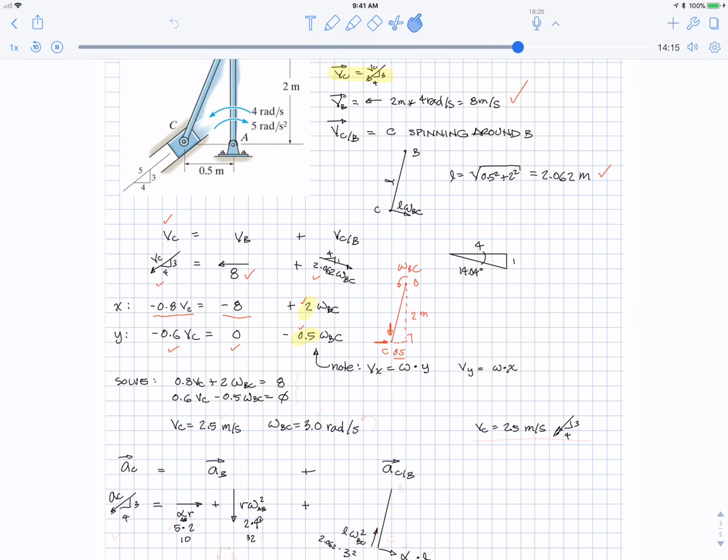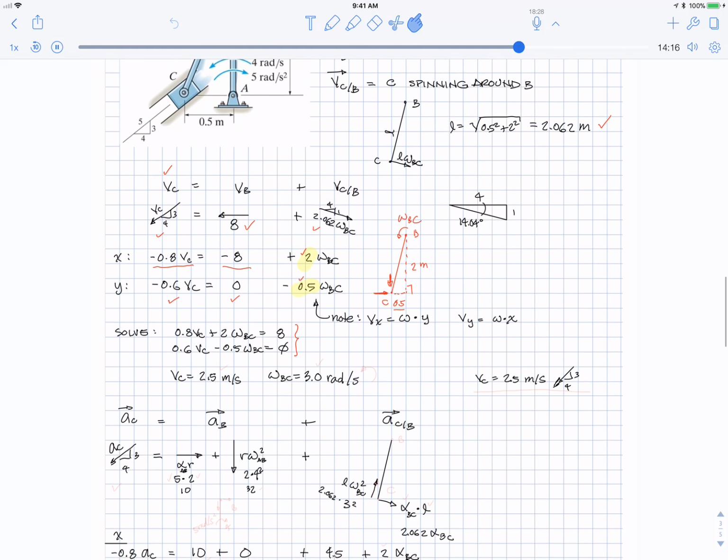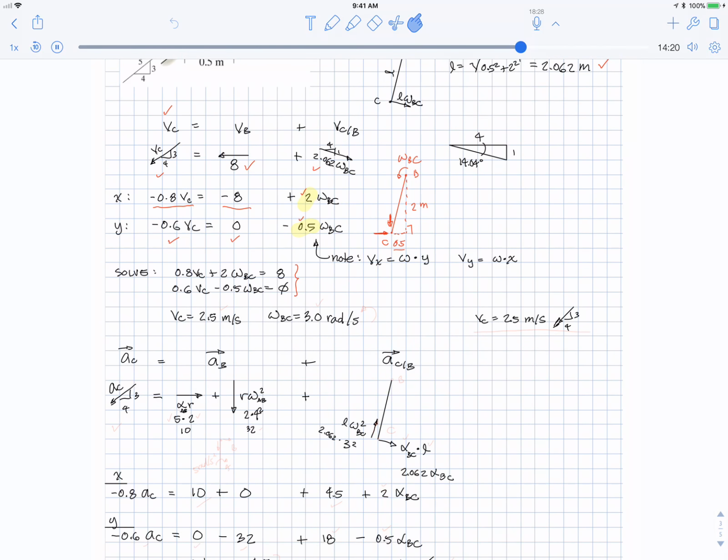So at any rate, we end up with these two equations here when you plug everything in and put all the unknowns to the left and knowns to the right. And I just plugged that into my calculator, and I got VC was 2.5 meters per second. It came out positive, which meant I guessed the direction correctly. And omega BC was 3 radians per second. And again, the number came out positive, which means I guessed correctly counterclockwise. So that means that VC is 2.5 meters per second going downhill. And also means, which we'll need later, that omega BC is 3 radians per second counterclockwise. Okay, so let's move on to the acceleration.